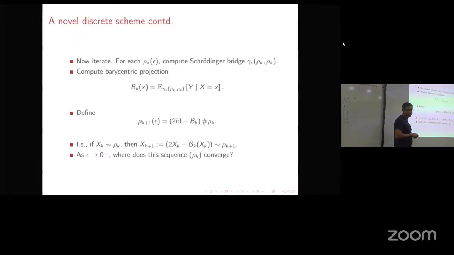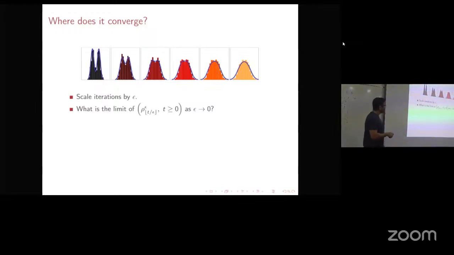Good, I do this. So for every epsilon, I get a sequence of measures, rho naught, rho 1, rho 2, rho 3, and so on. My question is: where is the sequence converging as a sequence? So what do I mean by this? I scale my iterations by epsilon. So I have rho naught, rho 1, rho 2, rho 3, and so on. I take continuous time. So I divide my time in intervals of epsilon, and I take my measures and I do this.